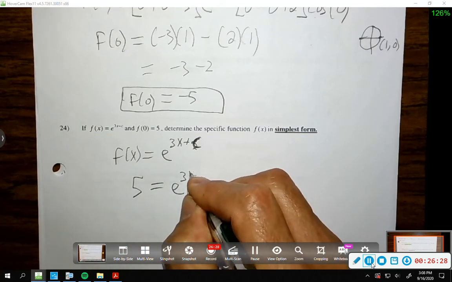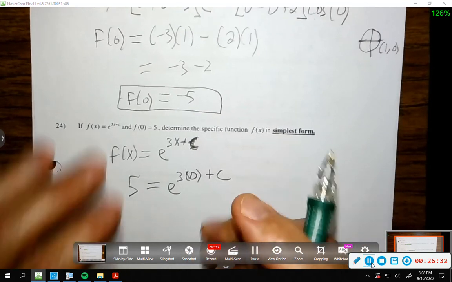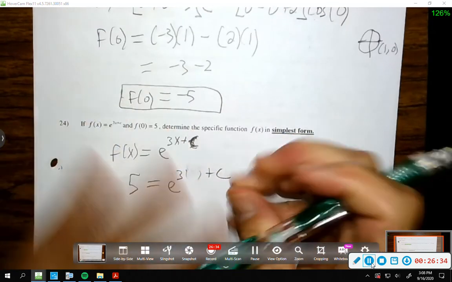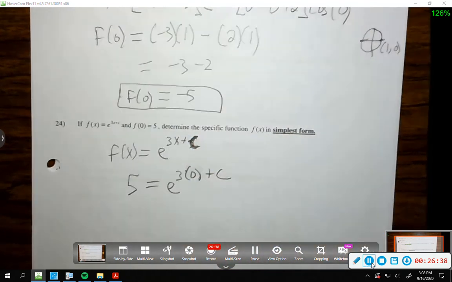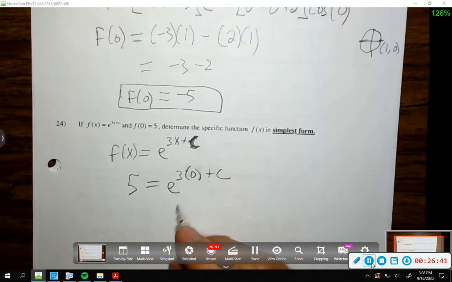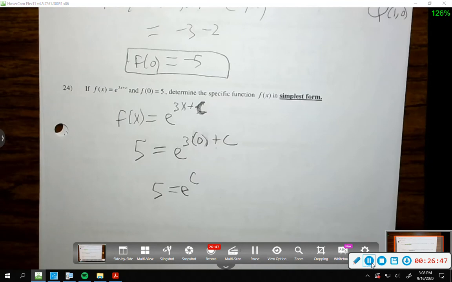3 times 0 plus c. This is a c here. It stands for arbitrary constant. Okay? So that's a c. Well, 3 times 0 is 0. This is e to the c. How do I solve for c? Undo the natural log. Or undo the e raised to, take the natural log of both sides. The natural log of e to the c is the natural log of 5.